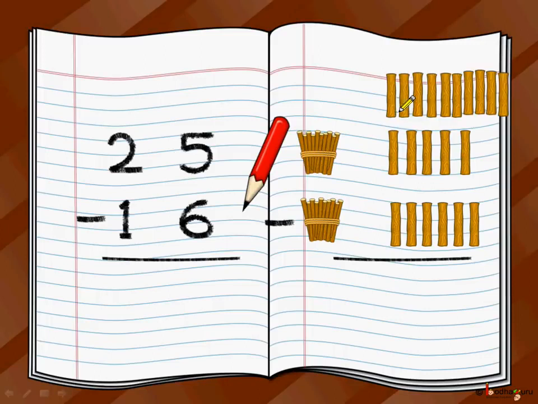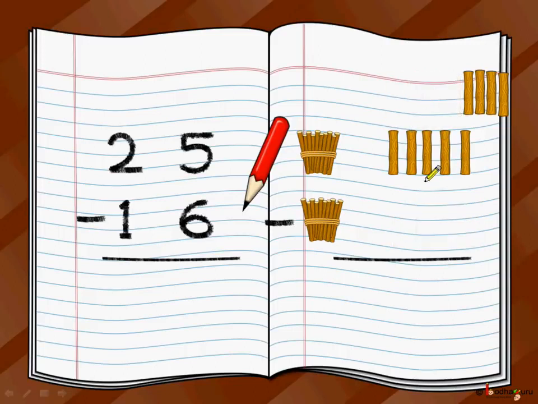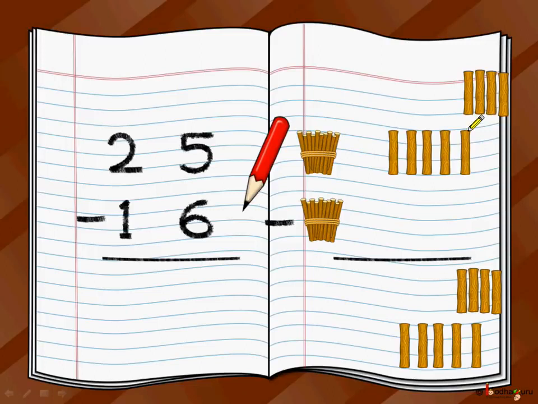And you open that bundle. So now you have 10, 11, 12, 13, 14, 15. From the 15 sticks, I can take away 6 sticks because 15 is more than 6. So I remove 6 sticks from the 15. Those 6 sticks go away, and the rest of the sticks I move down. So it becomes 1, 2, 3, 4, 5, 6, 7, 8, 9. 9 sticks are left here.